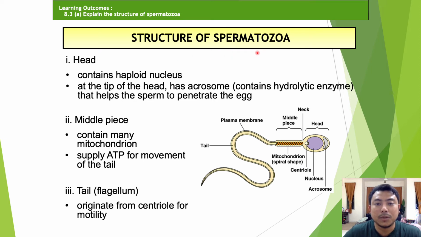So what is spermatozoa? Basically, spermatozoa is what is going to develop to become a sperm. The first part of it, you recall, is the head. It contains a haploid nucleus. So this part is the head, and it has a haploid nucleus. Located at the tip of the head is the acrosome. So this part here is called the acrosome. It contains hydrolytic enzymes that will help the sperm to penetrate the egg during fertilization.